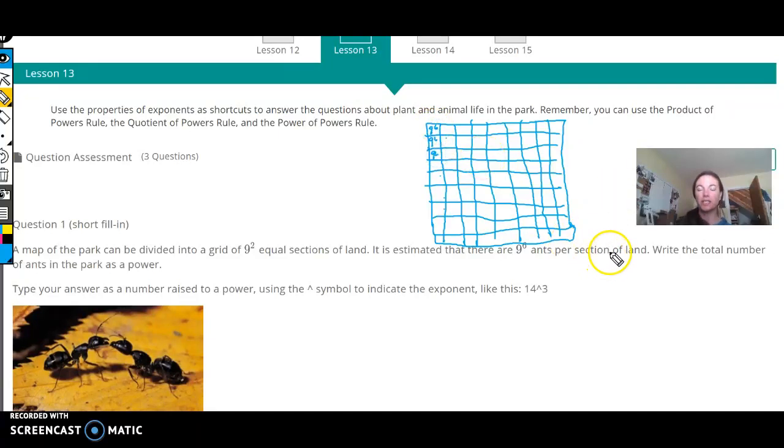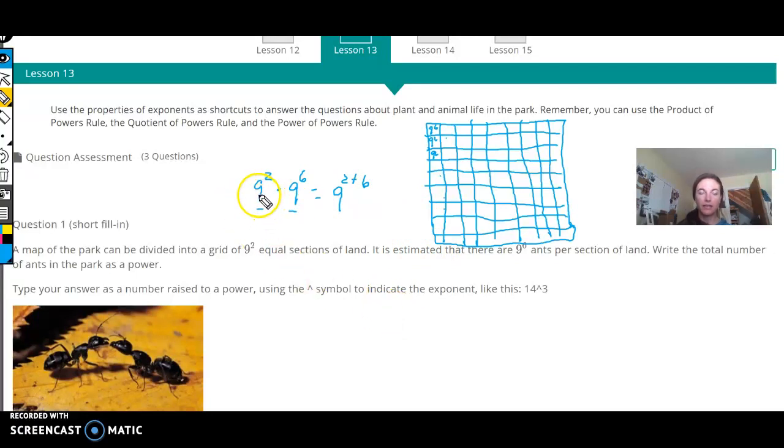So the way we can do this is to use the product of powers rule. Basically, I know that I've got 9 squared squares, or 81 squares, and I know that in each of them there are 9 to the 6th ants. So I can now multiply 9 squared by 9 to the 6th. The product of powers rule says that when I have the same base, I can keep that base, but add the exponents.